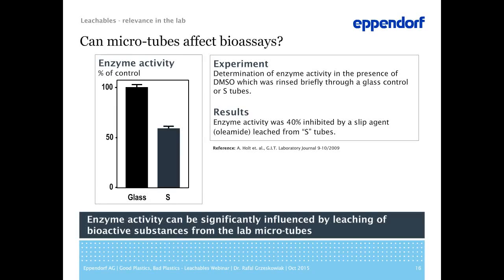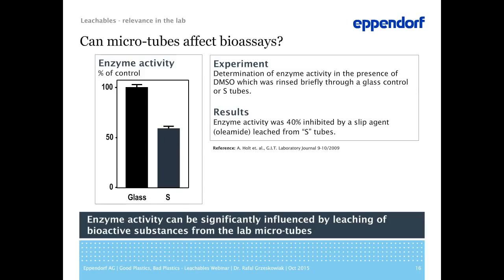So let's have now some more details, some specific examples on how leachables can affect various bioassay systems in the laboratory. And here is one showing how leachables from regular micro test tubes can affect enzymatic assays. In the panel on the left, you see bars representing enzyme activity in the presence of DMSO, which was only briefly rinsed through glass control or micro test tubes, here named S-tube. And for information, glass is virtually free of organic substances and typically regarded as a negative control in such studies.